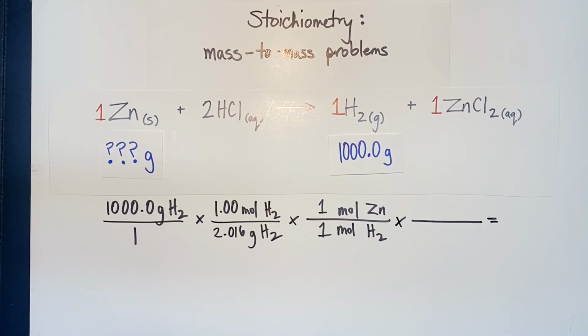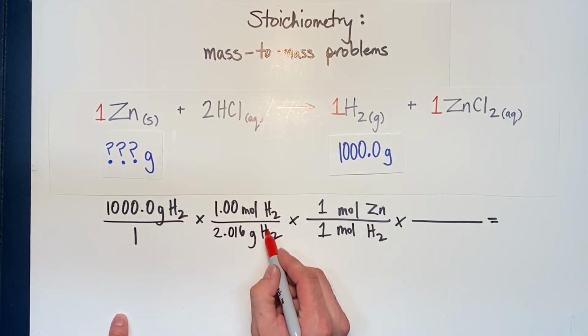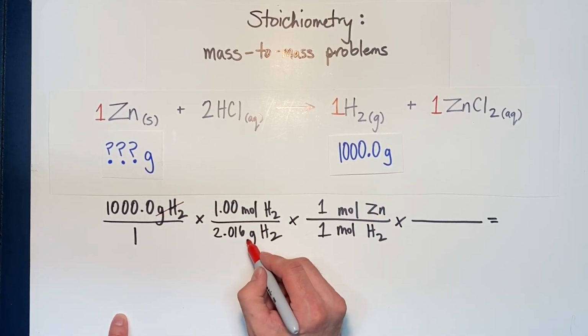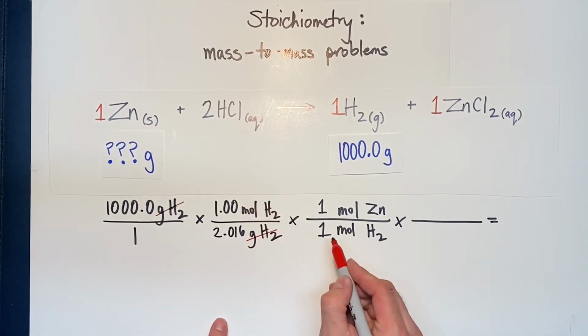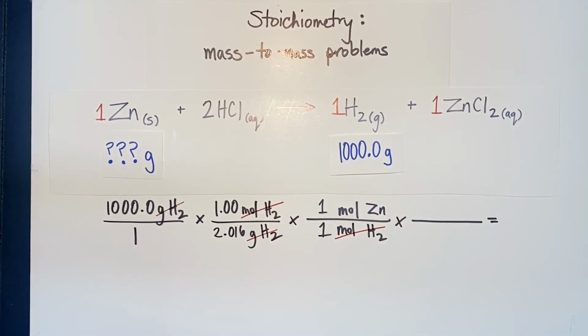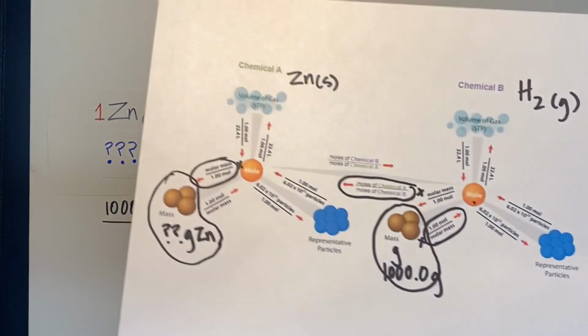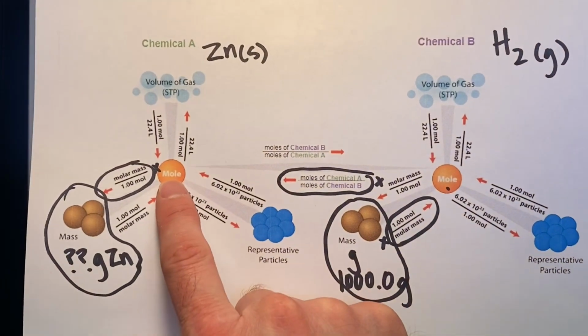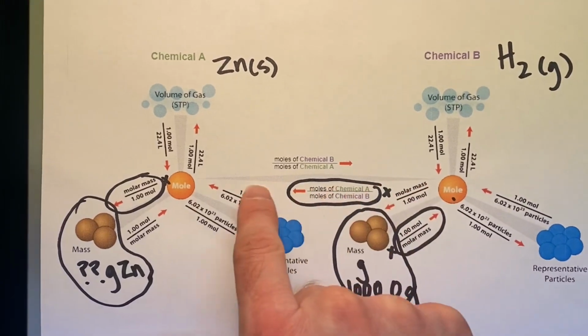So if we stop right now, we can cancel out some of our units here. We have grams of hydrogen, H2 on top, and we have grams of H2 on bottom. Remember, if you have the same unit on top and bottom, you can cancel them out. And we can cancel these out, moles of H2 on top, moles of H2 on bottom. So we can cancel those units out. So if we were to stop right now, our answer would be in moles of zinc. And that's where we are. If we look at our roadmap, we are right here, moles of solid zinc. We've changed grams of hydrogen to moles of zinc.